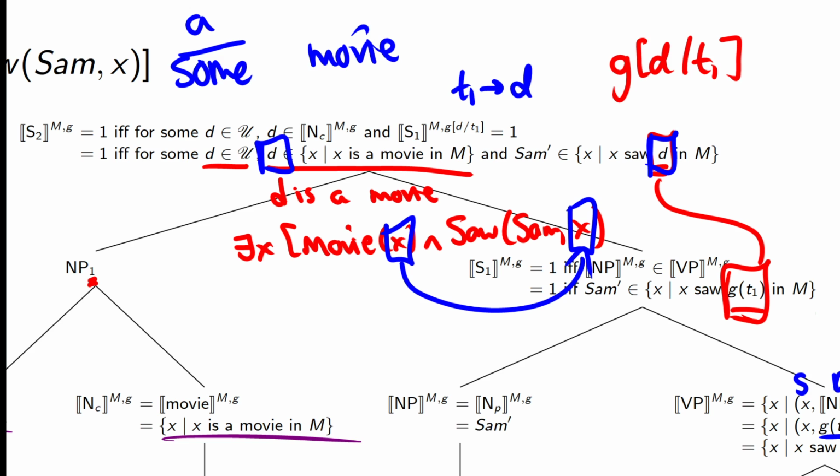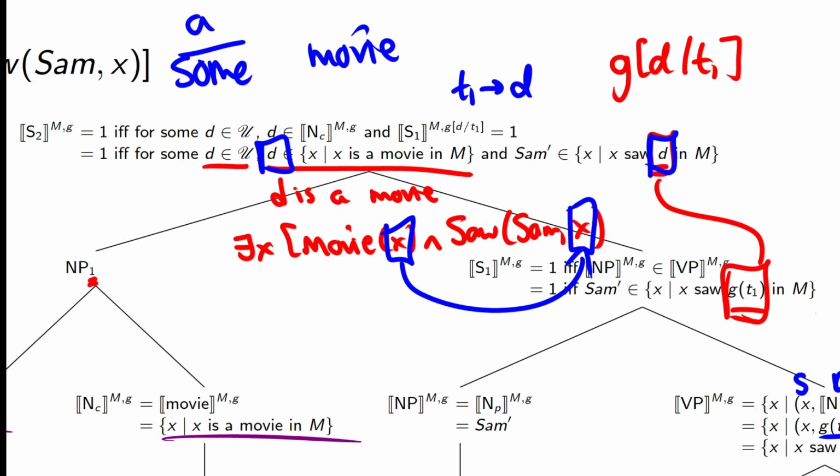And at the end of the day, again, the trees themselves, the meanings of these sentences correspond exactly to the meanings of the predicate logic translations. So if there exists an X such that X is a movie and Sam saw X, we're saying there is some D in our universe where D is a movie and Sam saw D. And we're just taking that translation and putting it in terms of sets. And you can do that either by following the rules or by thinking about this visually.